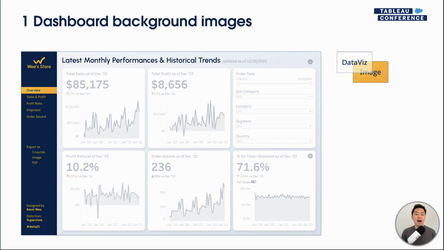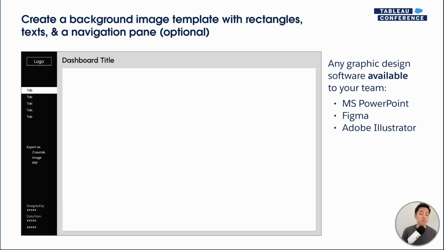What you're seeing here, other than the parts that I whited out, is all just one single image. How did I make it? First of all, you have to create a background image template. You may use any graphic design software within your reach or your team's reach. It could be Microsoft PowerPoint, Figma, or Adobe Illustrator. As you can see on the screen, this background image template is just rectangles and text put in a very organized way. It doesn't even have any color, it's just grayscale.